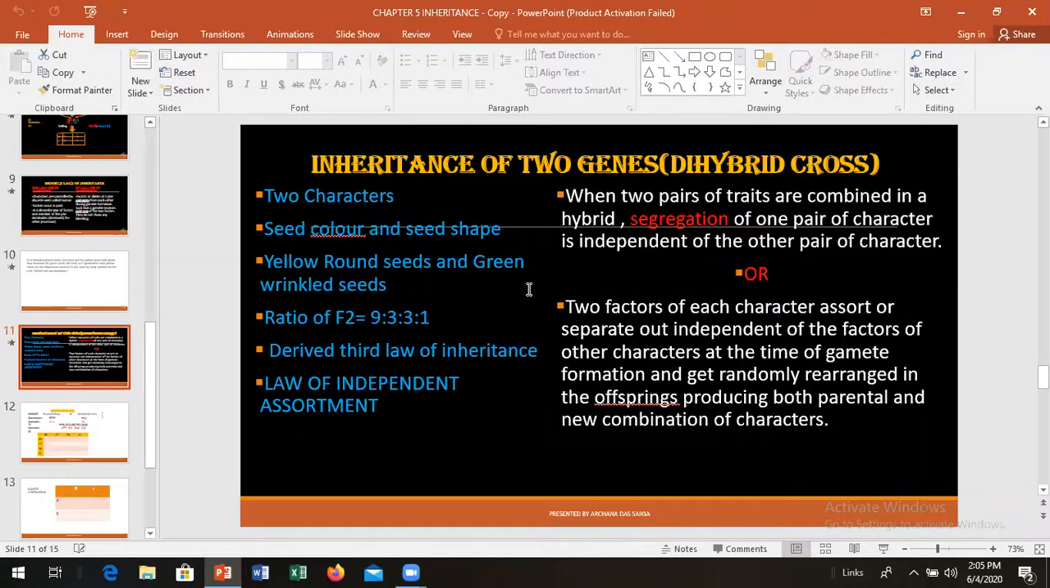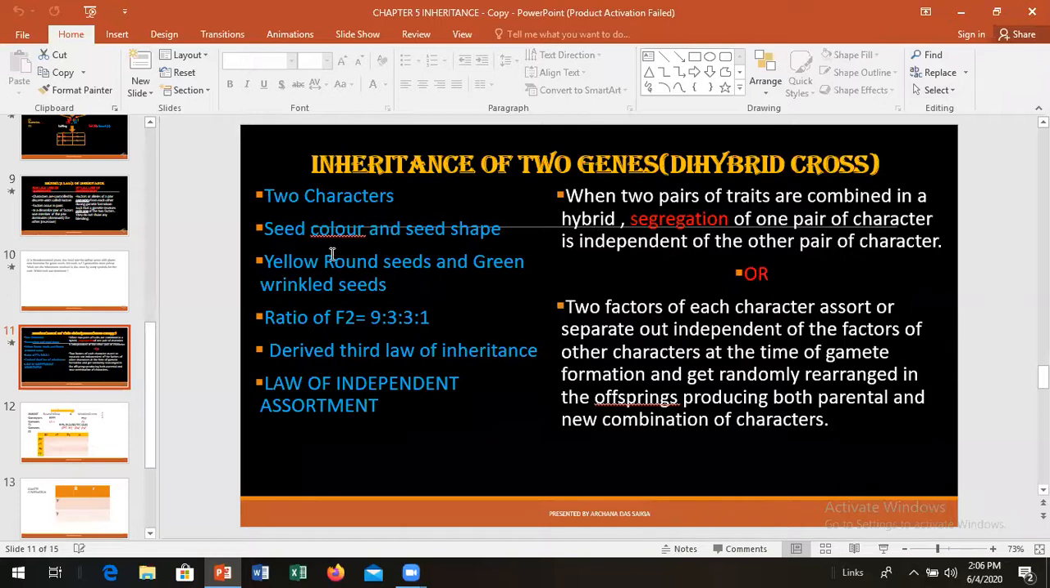We will be discussing inheritance of two genes, which is also referred to as dihybrid cross. In this type of cross, Mendel considered two characters at the same time, whereas in a monohybrid cross, only one character was considered or focused upon, ignoring the other. But in this dihybrid cross, two characters were focused upon.